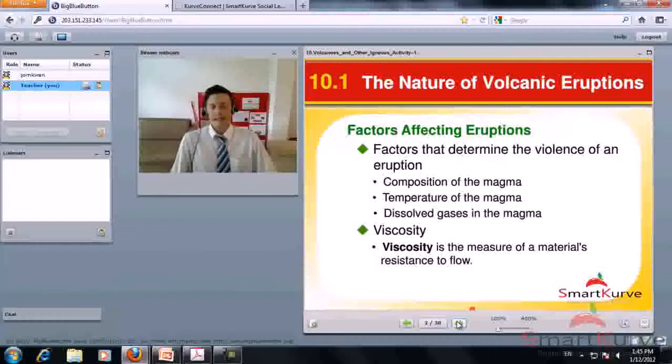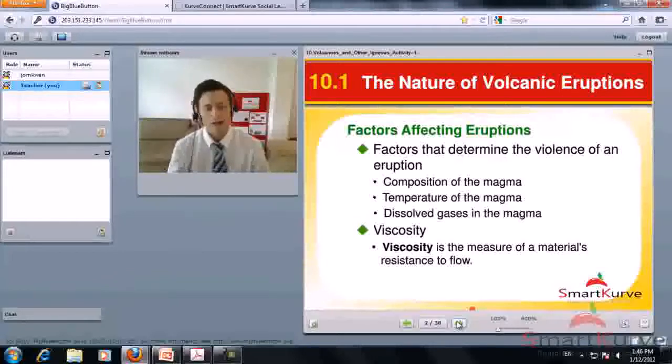10.1. The nature of volcanic eruptions. There are, of course, several factors that determine the violence of an eruption, that is, the force of an eruption. We've got the composition of the magma.